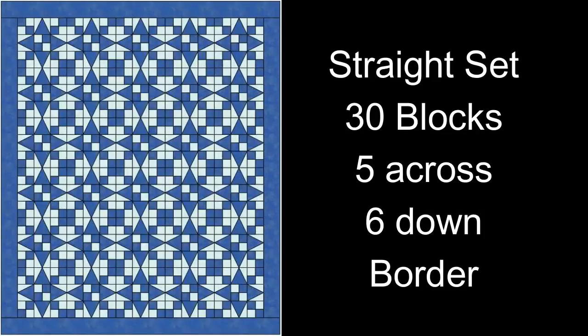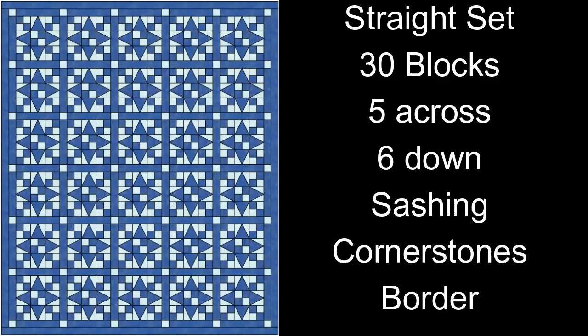Here's an example of a straight set quilt using 30 blocks. Blocks are set 5 across and 6 down, and there's 1 border. Later, when we're finding fabric requirements for the blocks, we'll need to know the number of blocks used and the block size.